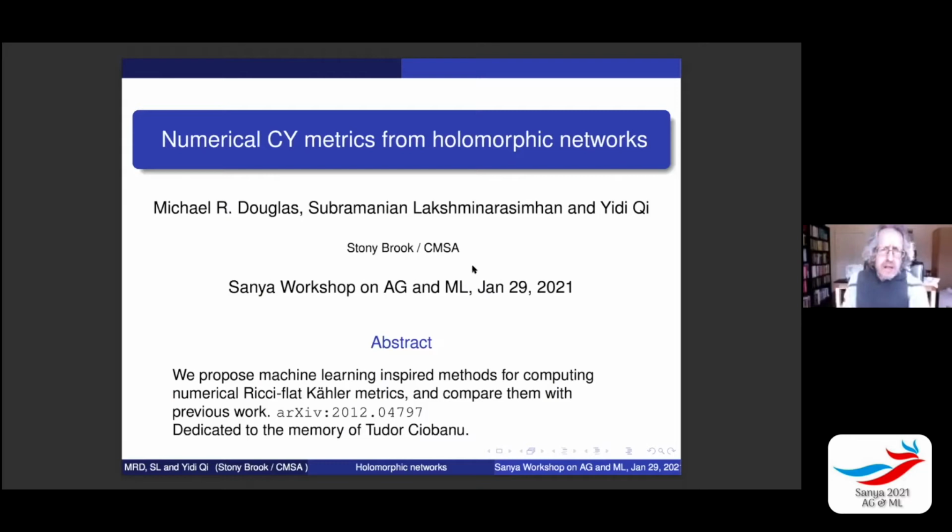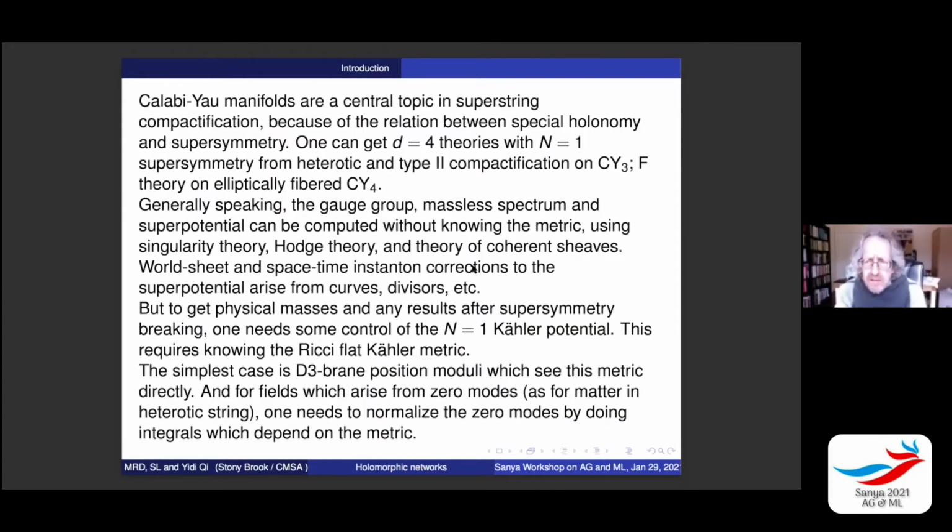So, I'm going to give largely a talk I gave at String Data, with a review of this whole topic of numerical metrics on Calabi-Yau manifolds, and then our recent results using machine learning techniques. I imagine by far most of the audience is familiar with Calabi-Yau manifolds and their basic use in string theory. So it's clearly a very central part of string compactification.